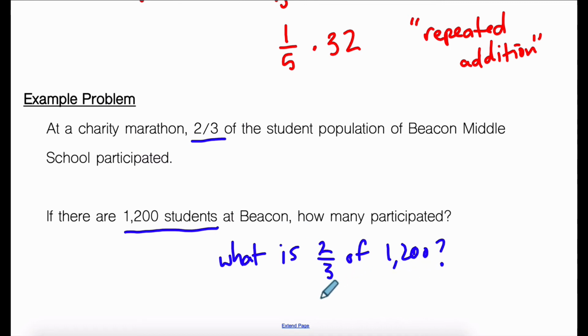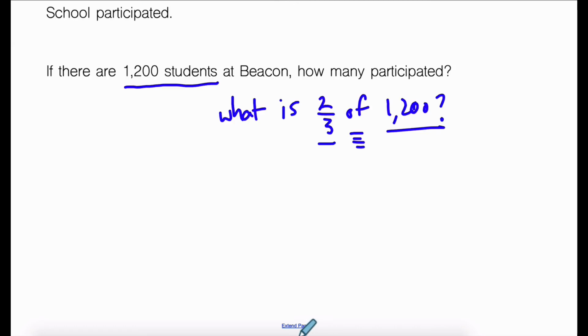Because I have a fraction of something, I could treat this as a multiplication problem: 2/3 times 1,200. And that would lead me to my correct final answer. I'm asking for a part of something else, and I can multiply to get there.